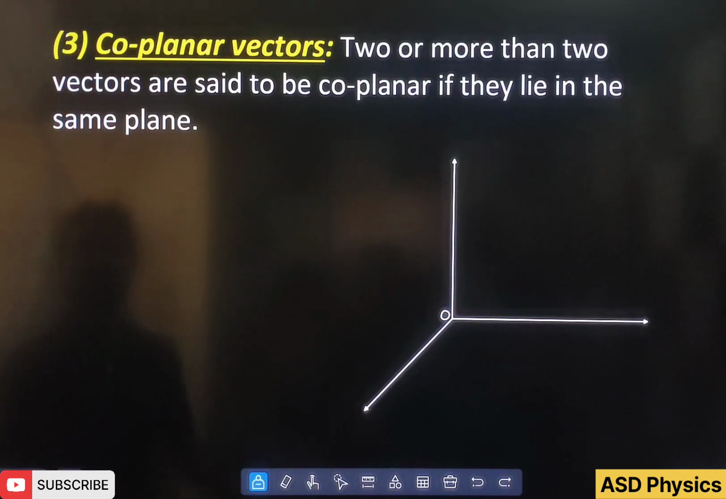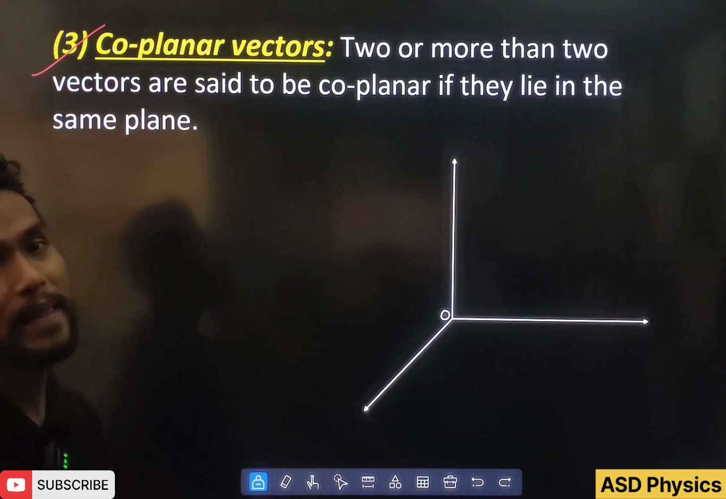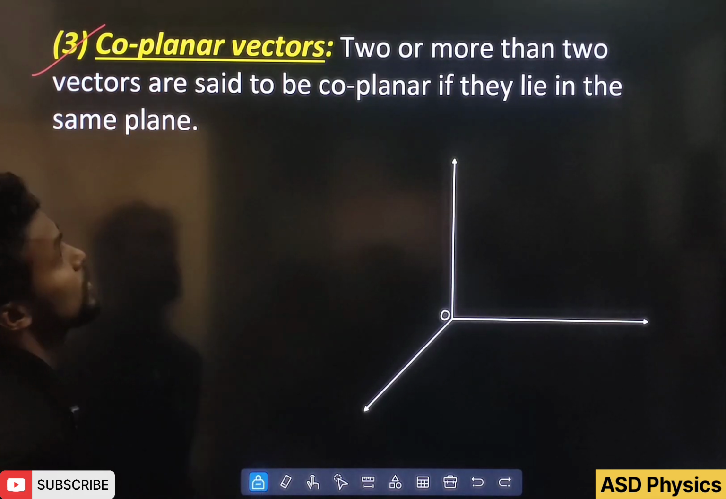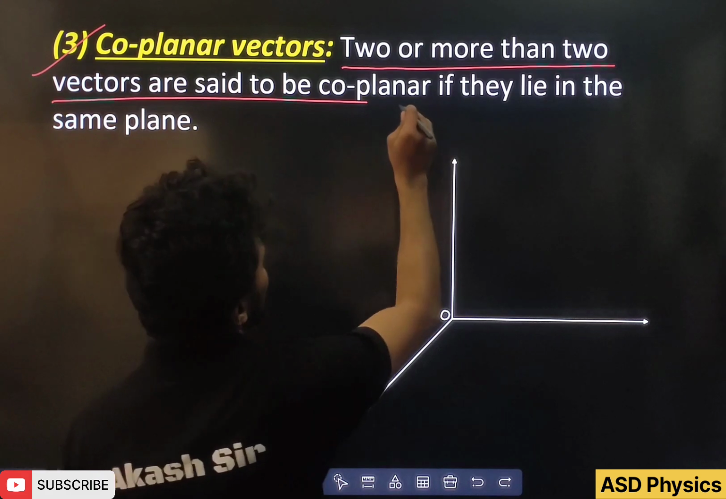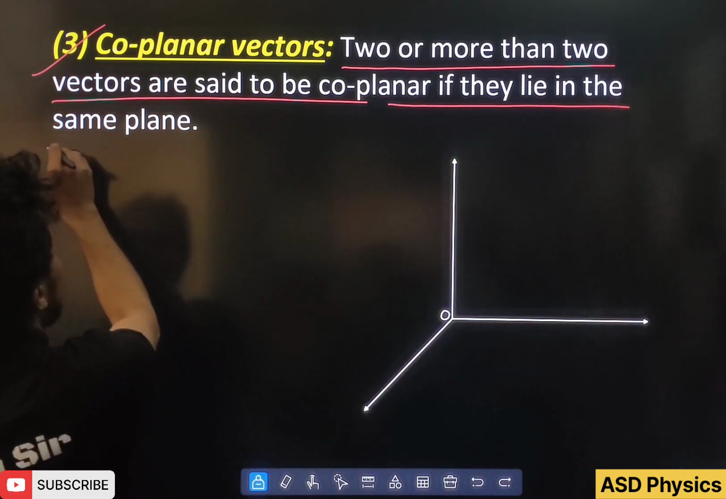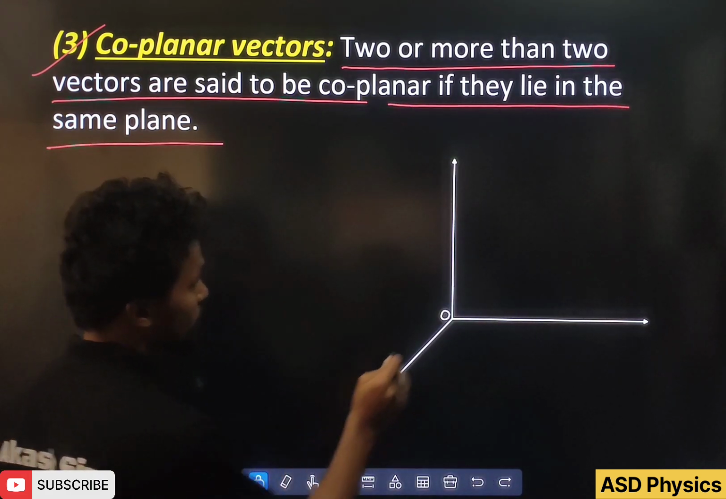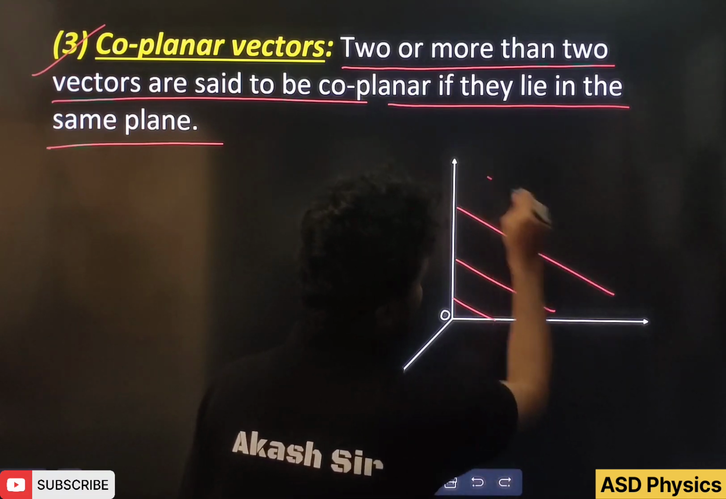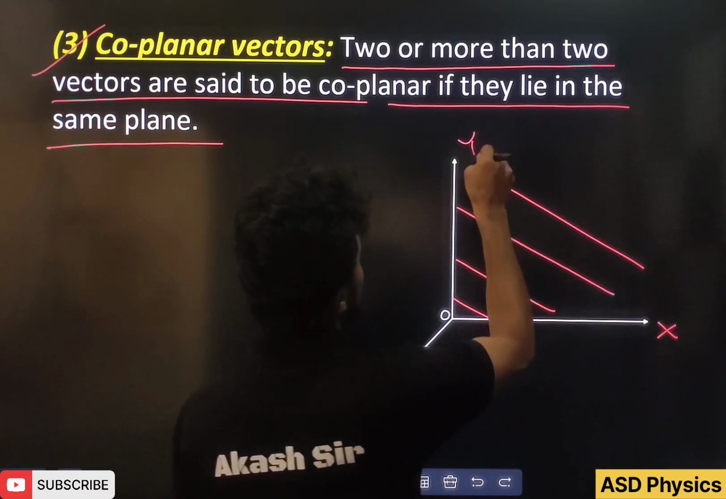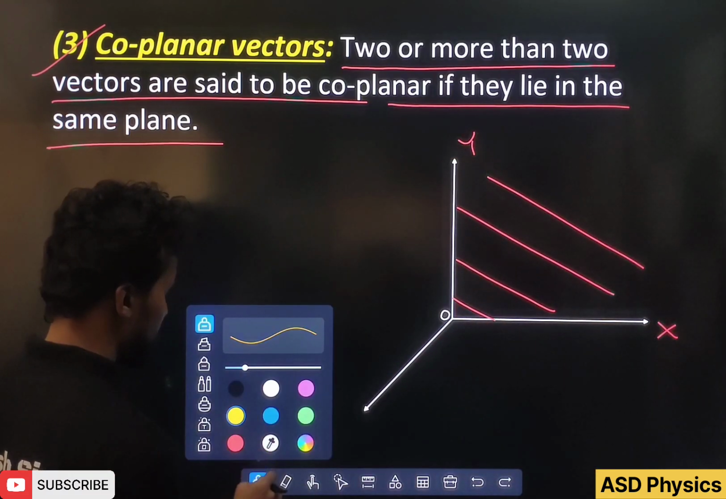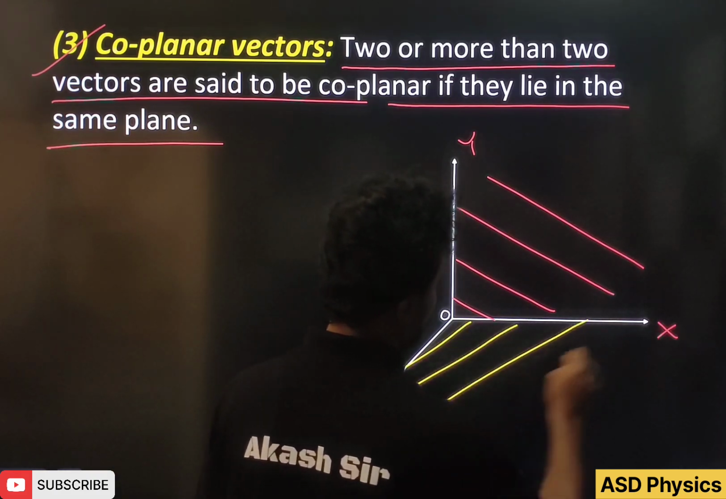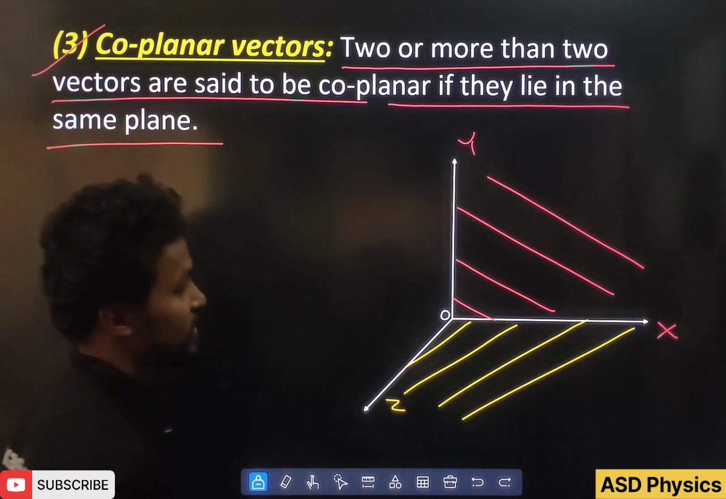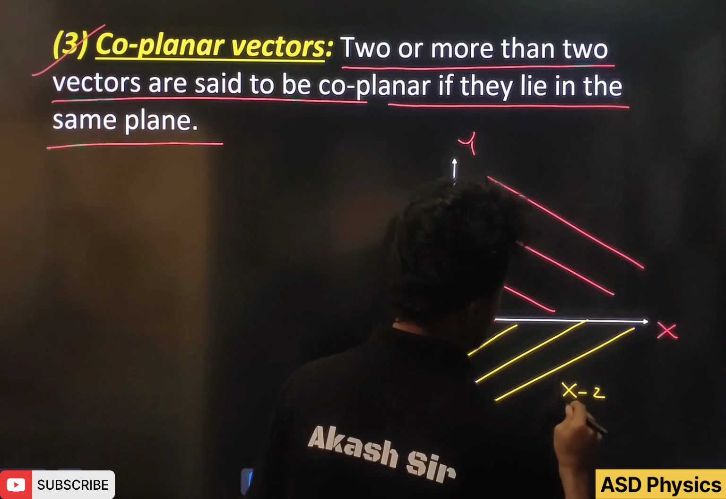Next one, students. The third one is co-planar vectors. Two or more vectors are said to be co-planar if they lie in the same plane. Here I have taken some planes. This is X, this is Y, so this is my XY plane. After that, if I take this as Z, this is the XZ plane.